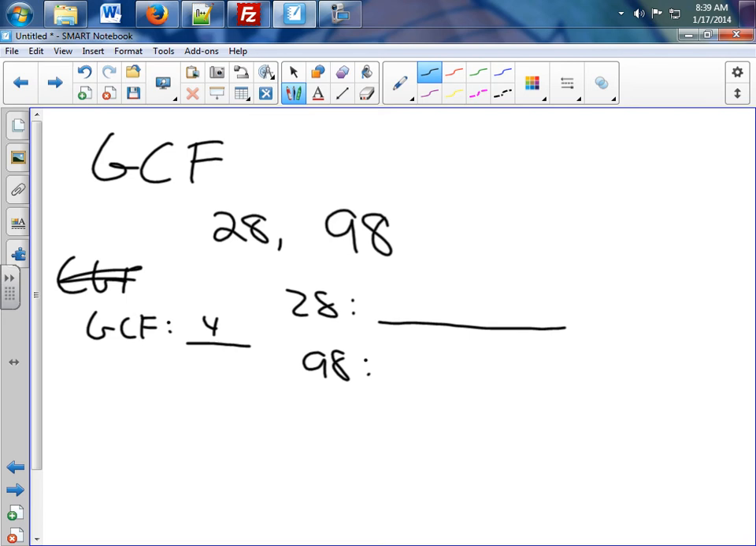1 and 28. 2 and 14. 3 and what? 3 doesn't go into there. 4 and 7. Okay, 98. That's a big number. 1 and 98. 2 and 49. Does 3 go into it?